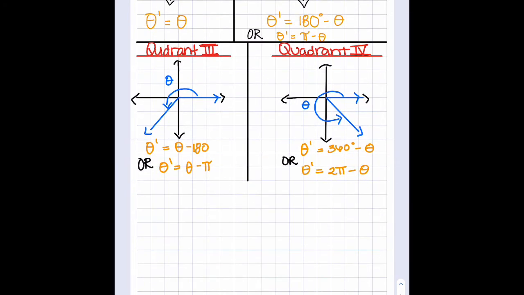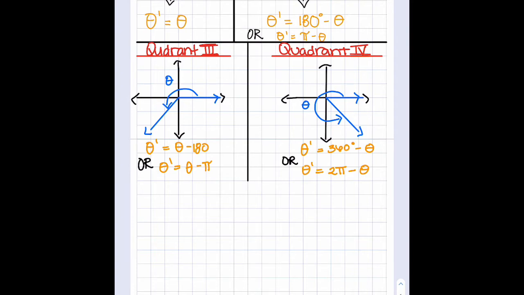Let's look at quadrant 3. Now, the terminal side landed in the third quadrant now. So in this side of the graph, if you land here, they're saying your theta prime, or your reference angle, is calculated by your original theta minus 180, or your original theta minus pi. So it just depends. Are you working in radians or are you working in degrees? So once again, your reference angle lives here because it's created by this side and this side.